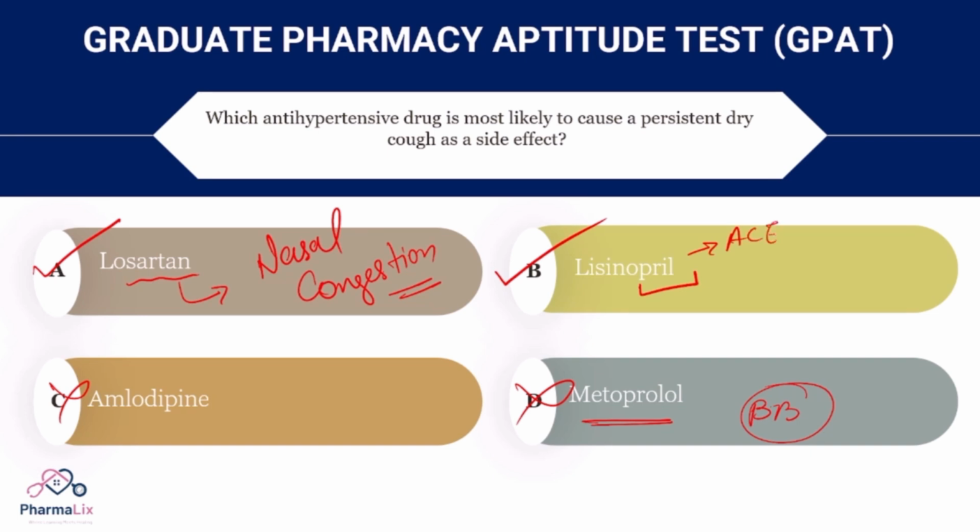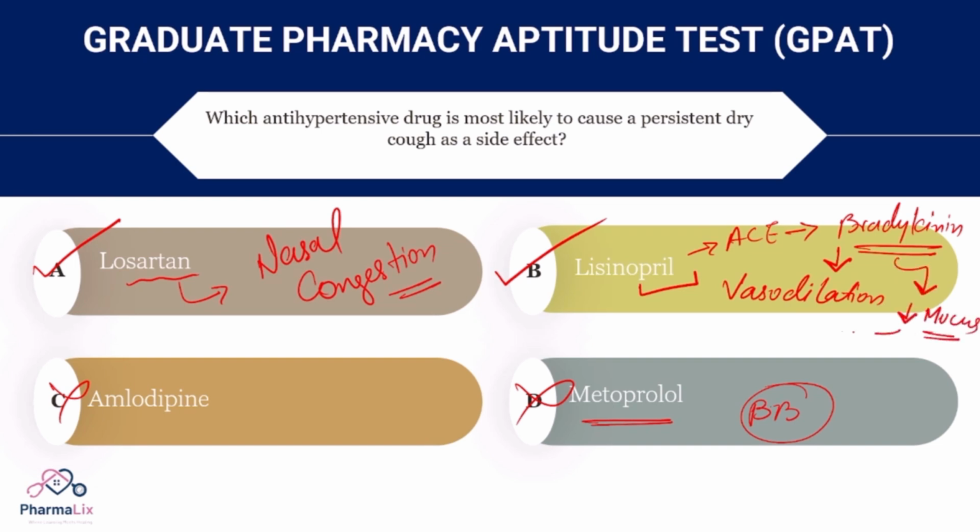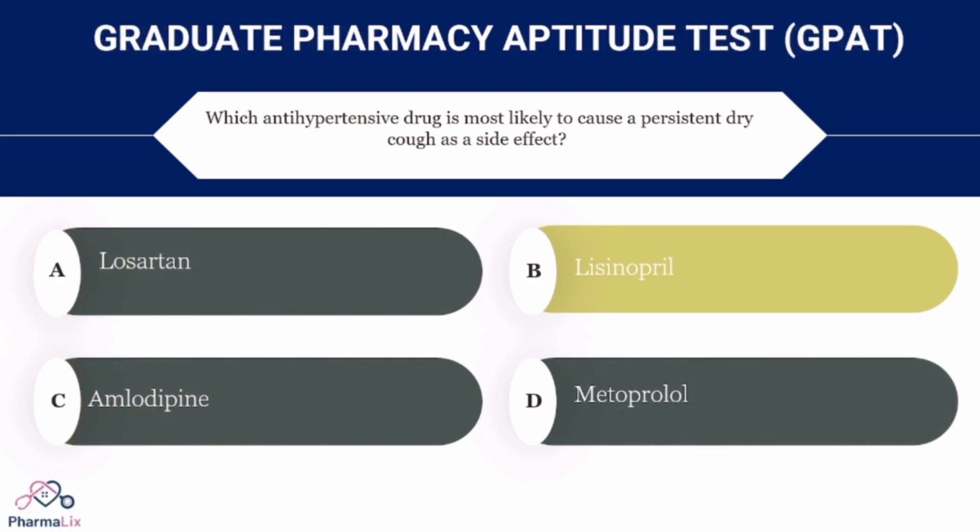So ACE inhibitors prevent the breakdown of bradykinin. And bradykinin is a naturally occurring substance that causes blood vessels to widen. That means it causes vasodilation. But at the same time, it reduces the mucus formation and thus causes dry cough. So with these two functions, for one it is helpful, for the other it is not so helpful. So lisinopril is going to be our correct answer.